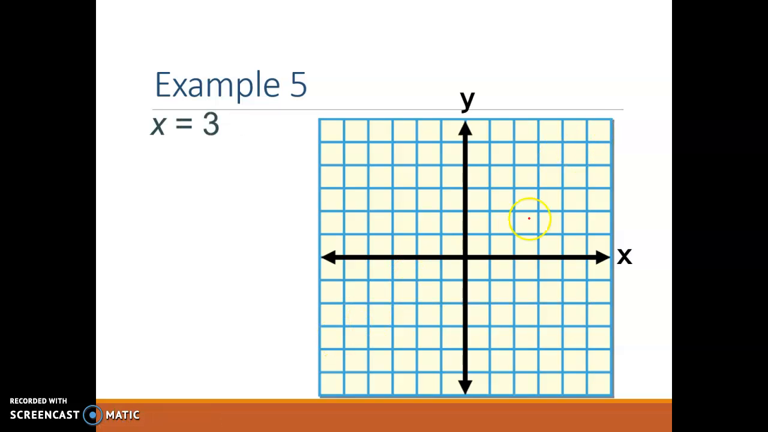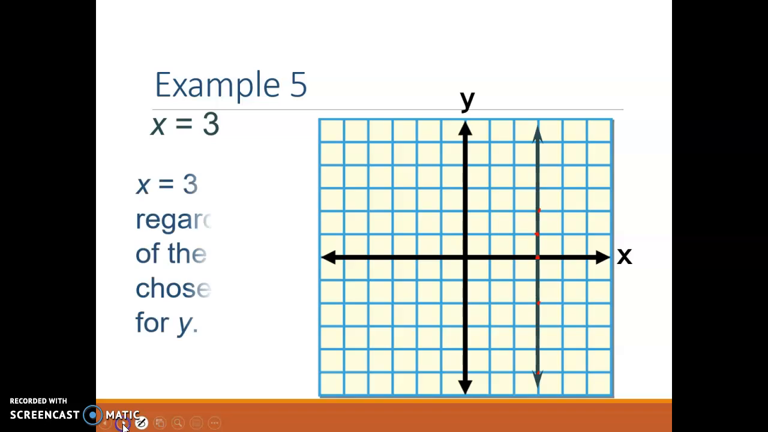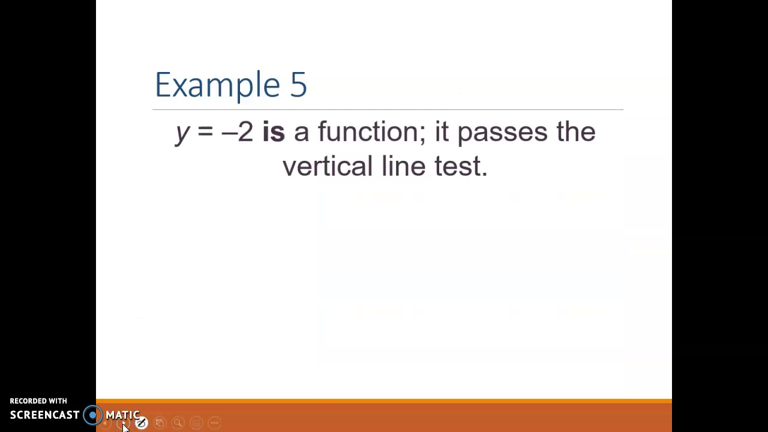At x equals 3, here, and here, and here, and here, and here. No matter the value of our y, x equals 3. So this is a vertical line because x equals 3 regardless of the value chosen for y. So you can have a linear equation where it's just y equals or x equals a certain number.